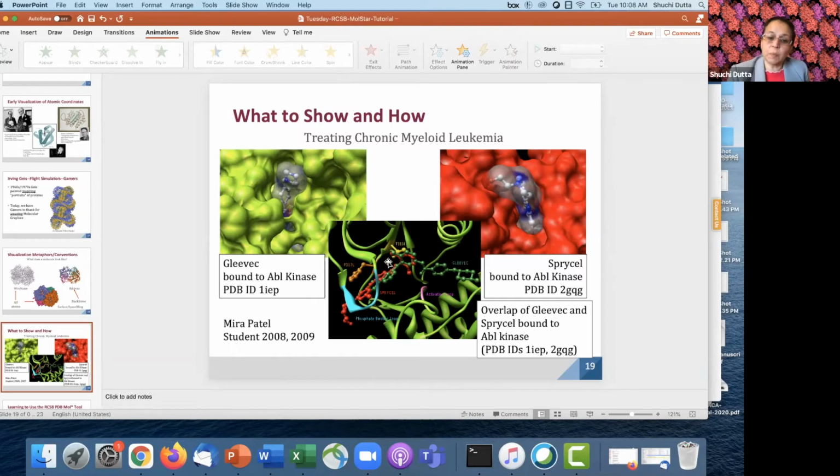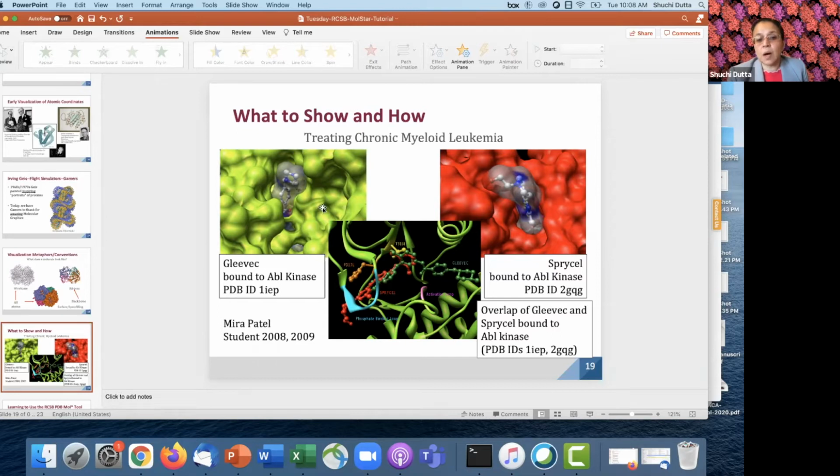And it is superimposed here to show that Gleevec goes down this way and Sprycel goes down that way. And this particular threonine interacts with both these drugs. And if this is mutated, both these drugs are unable to bind. And so this is the story that this student was trying to tell.